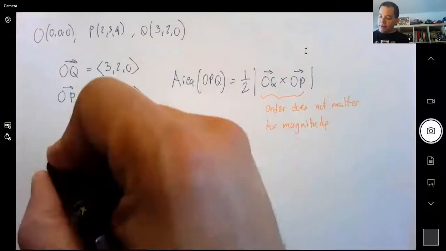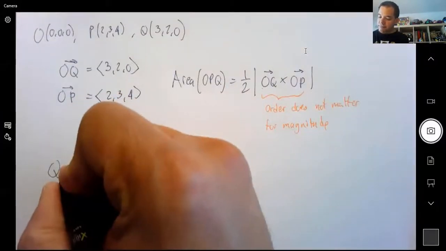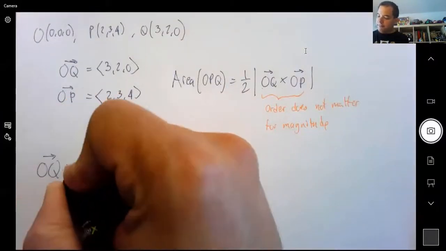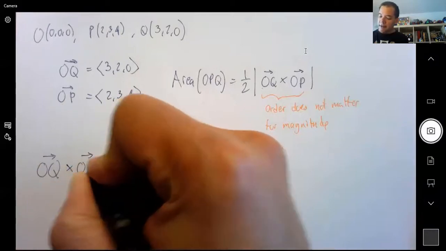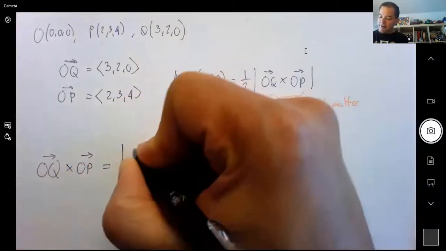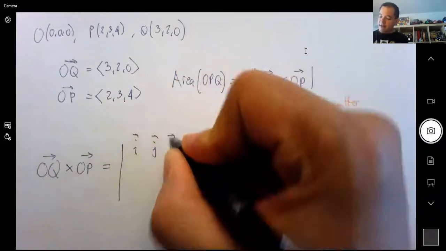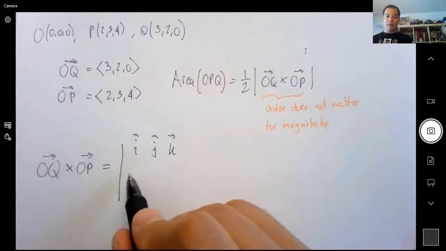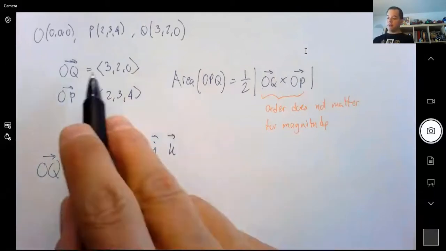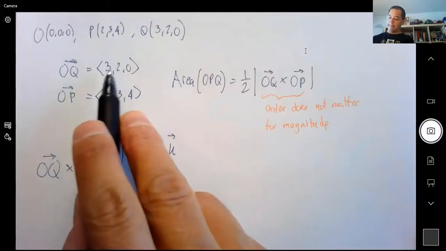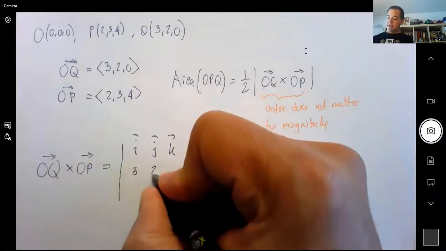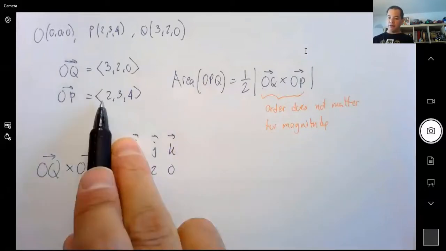So how do we do the cross product? So OQ cross OP. Well, we said we put these I, J, K. Then we put the components of OQ. The components of OQ are 3, 2, 0. Then the components of OP, 2, 3, 4.